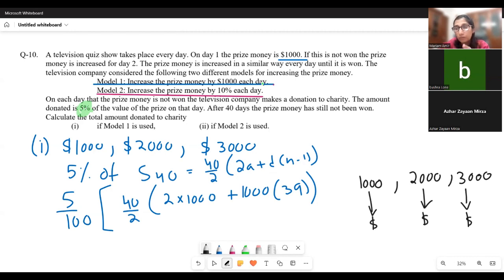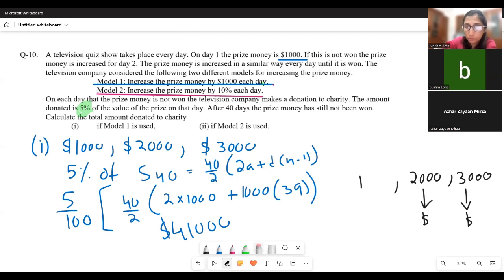So instead of finding 5% of individual values, that's like an impossible task. 40 values के 5% निकाल के हम ऐड करेंगे तो हमें तो एक एक वैल्यू लिखनी पड़ेगी, फिर उसका 5% करना पड़ेगा. Instead, a better approach is directly find the sum of the first 40 terms and then take 5% of that. 41,000. ठीक है मिस. क्या आ रहा है आंसर? 41,000. That's correct. So 41,000 is donated to charity under model 1.